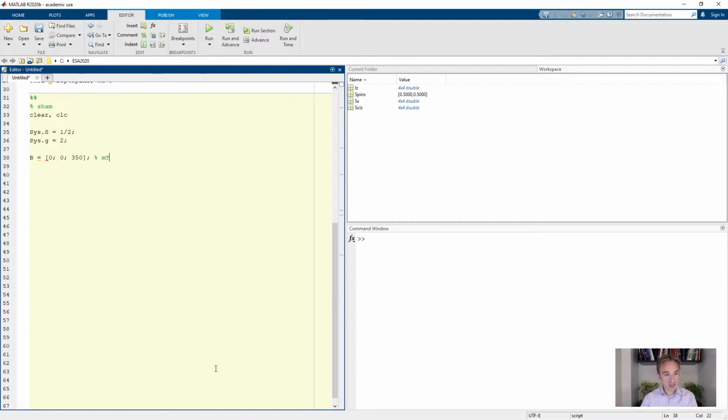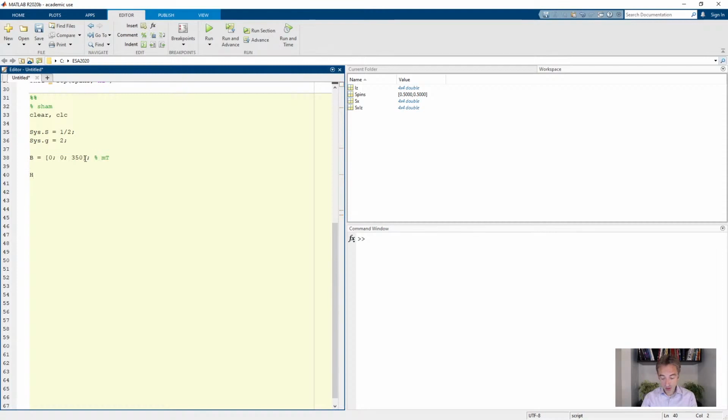This is in milliTesla, and it gives the vector of the magnetic field relative to the molecule. Since everything's isotropic here, the g value is isotropic, so it doesn't quite matter in this case. But if your g tensor is anisotropic, then the direction of the magnetic field matters. You will get a different spin Hamiltonian.